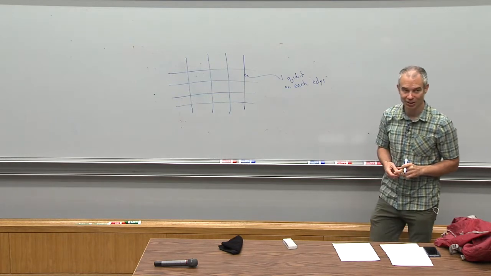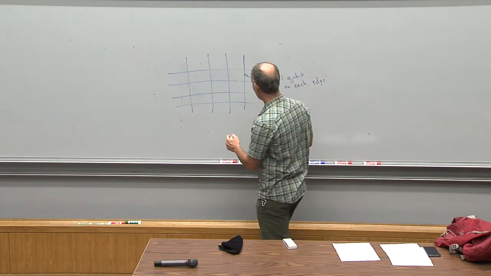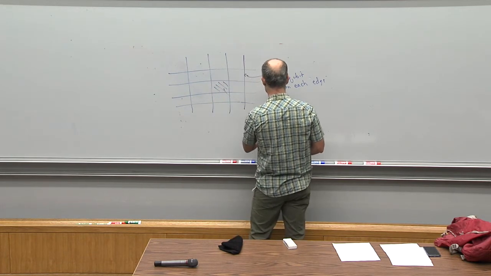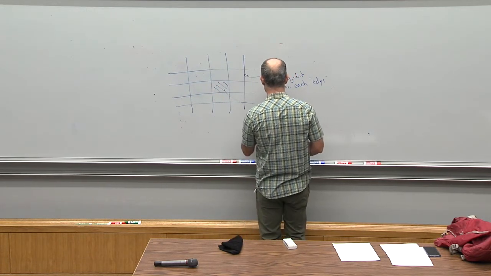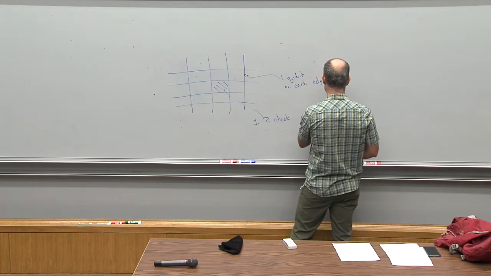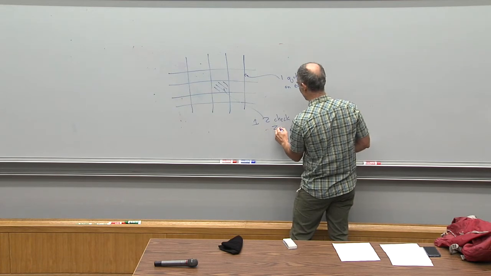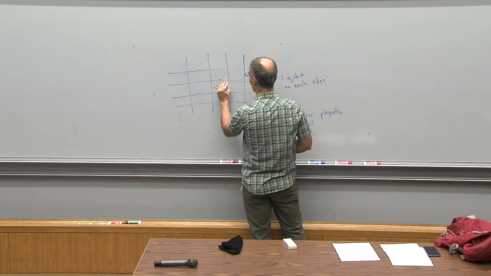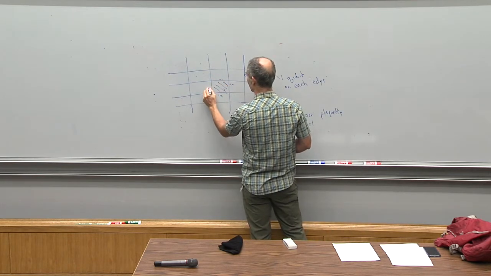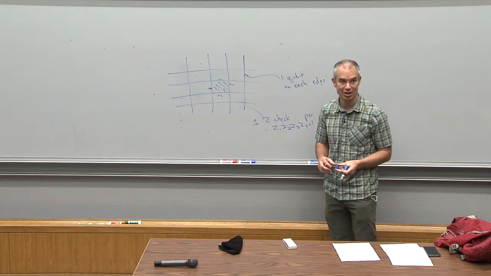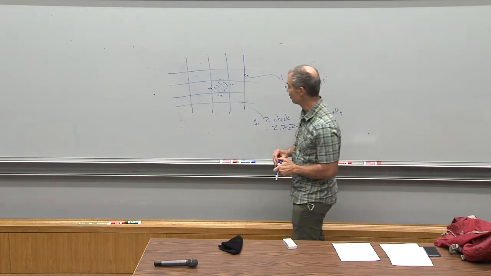Then what are the checks of the code? Well, one of the checks is that for every plaquette, you have a Z check per plaquette. And that Z check is just Z1, Z2, Z3, Z4 for the four qubits around the plaquette. So there's one Z check on every plaquette. This is a parity check on every plaquette.